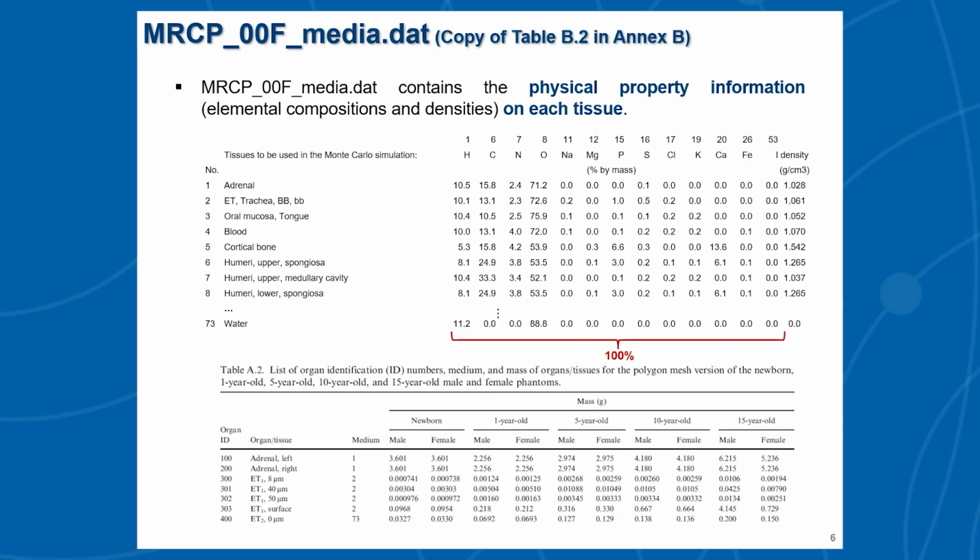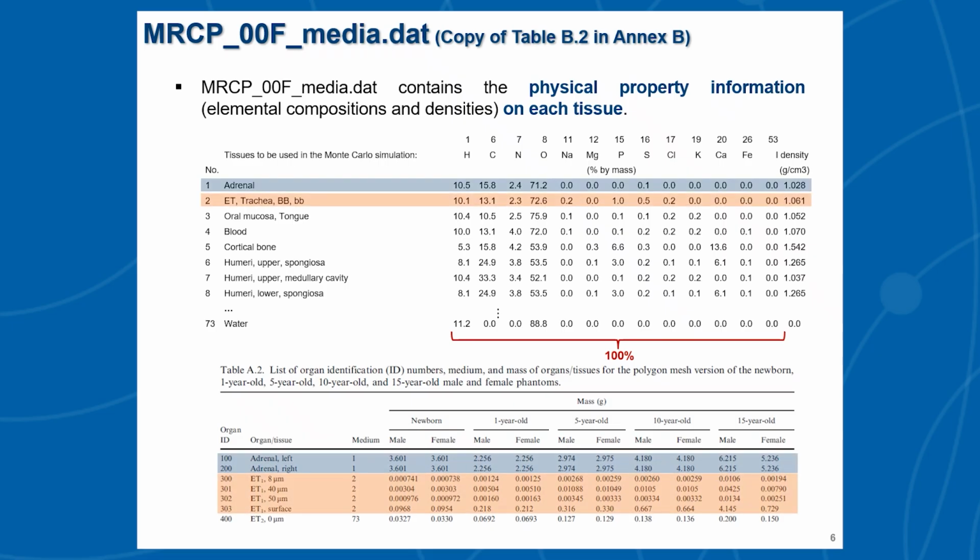The media file contains the elemental compositions and densities of each organ. The sum of the elemental composition is unity. The first number is the medium, and through this medium number and table 8.2 in Annex A, the users can match the physical property of each organ and tissues for those calculations. For example, the medium for the adrenals is 1, and that for ET whorls is 2.